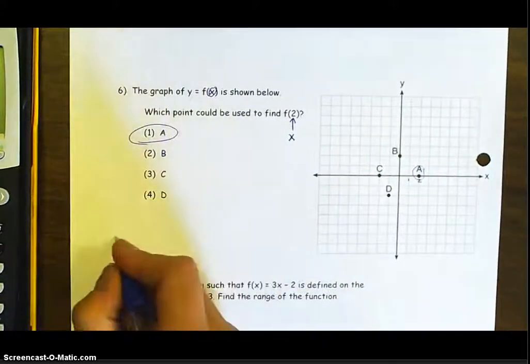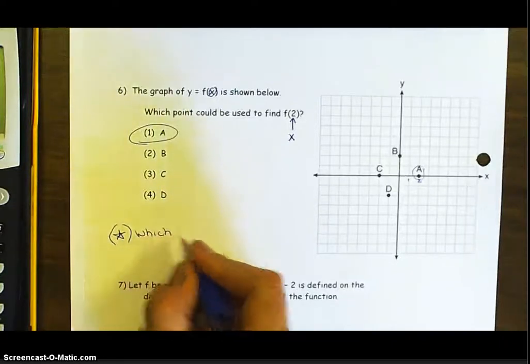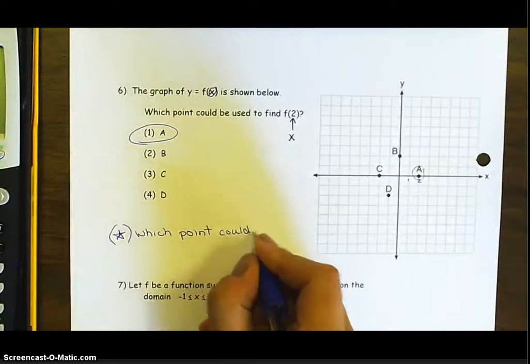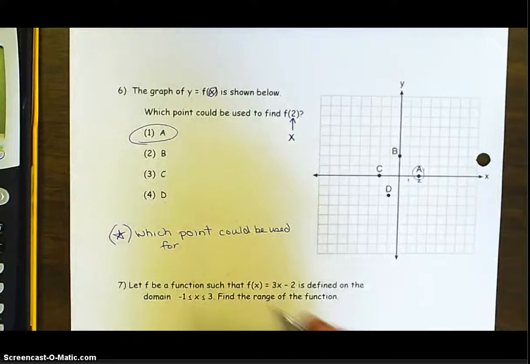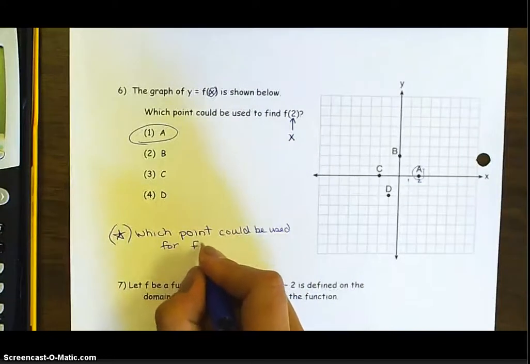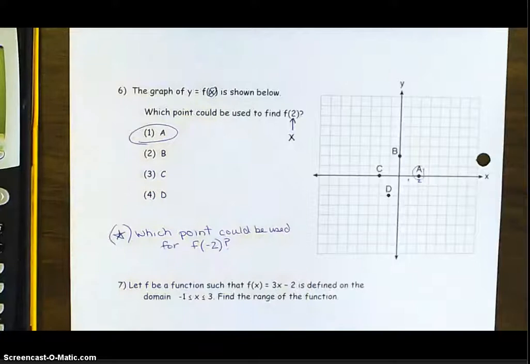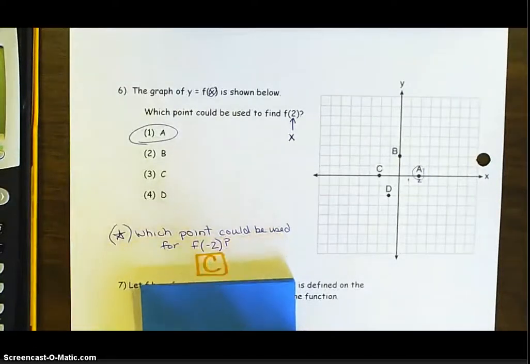So let's go ahead and let's do a star question. Which point could be used for f of negative 2? So go ahead, take a moment. I'm going to have you pause the video and look carefully at a graph. So which point could be used for f of negative 2? And the answer here is C.